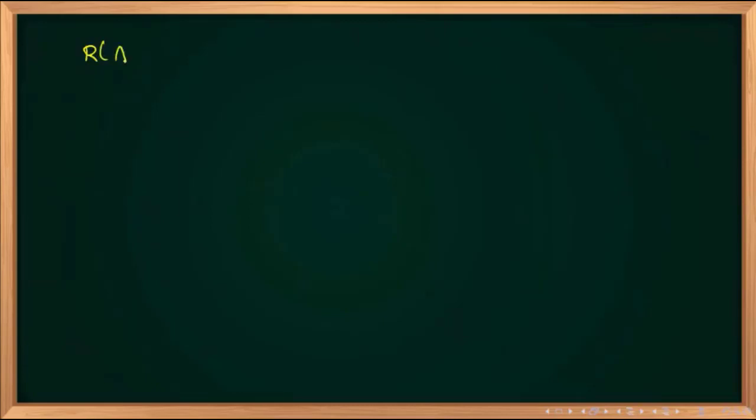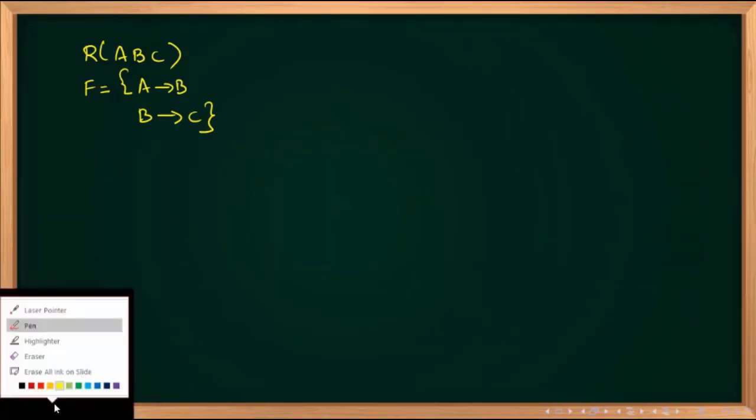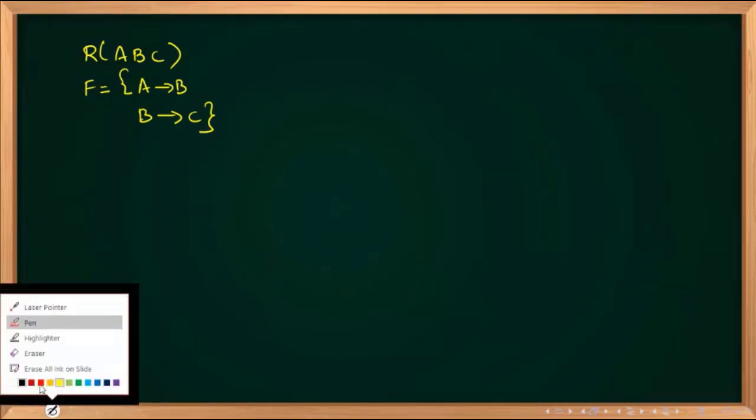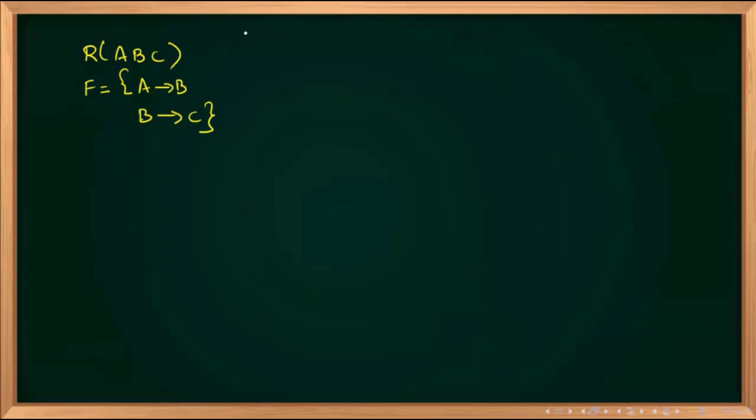Find the answer for this one. Relation R(A, B, C), F equal to A to B and B to C. Please find the answer. Compute the F closure: how many functional dependencies will be there in the F closure? Now, can somebody say how many maximum functional dependencies are possible?